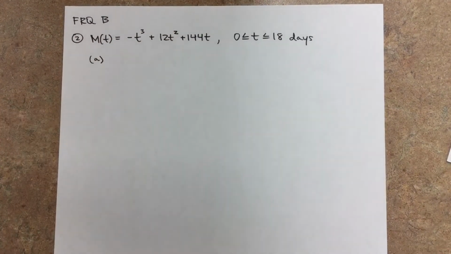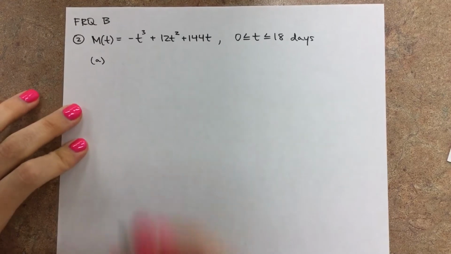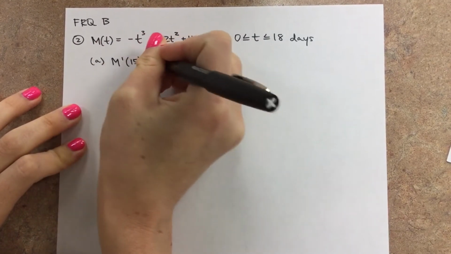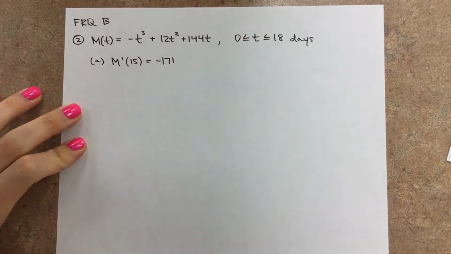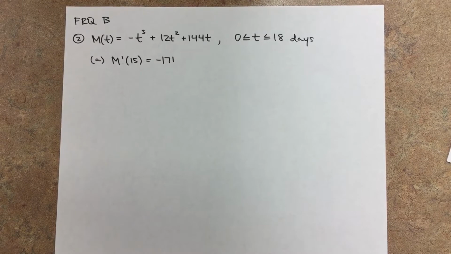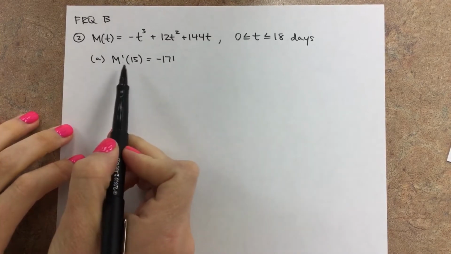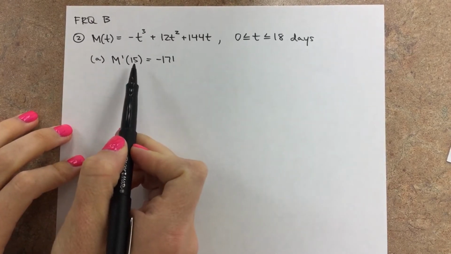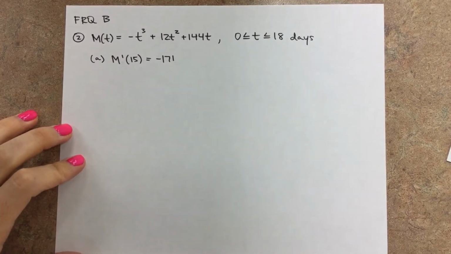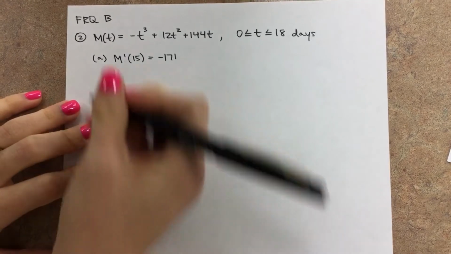Letter A says, using correct units, interpret the meaning of m prime of 15 is equal to negative 171 in the context of the problem. So using correct units means you want to include the days, the time unit, the mosquitoes, and you want to interpret exactly what that derivative means. So remember, a derivative is a rate of change. So we need to incorporate the whole rate of change idea. We need to talk about the 15, we need to talk about the negative 171, and we need to include the units. So we're going to say something like this.